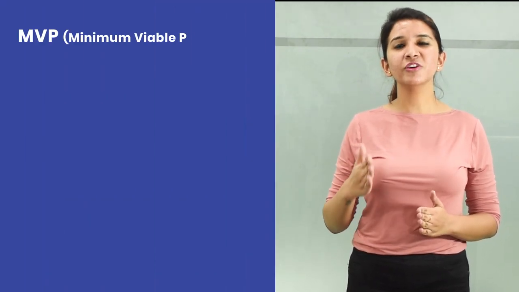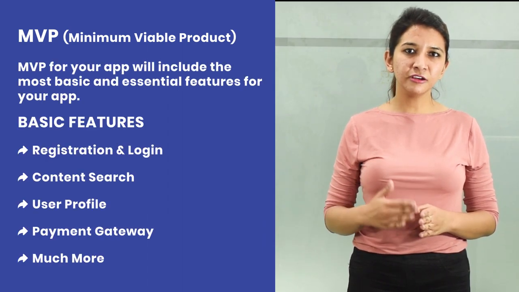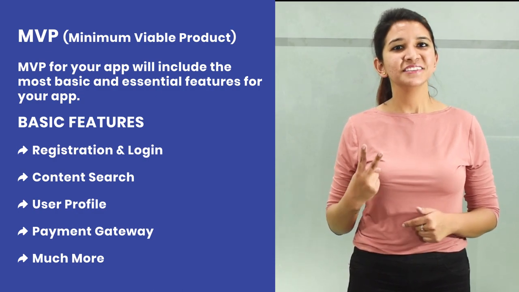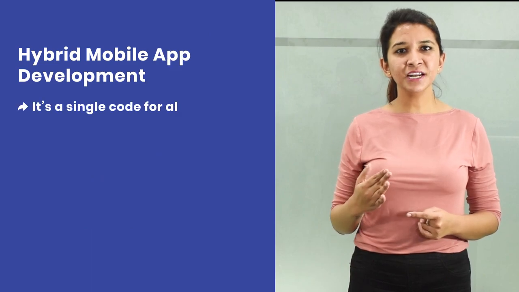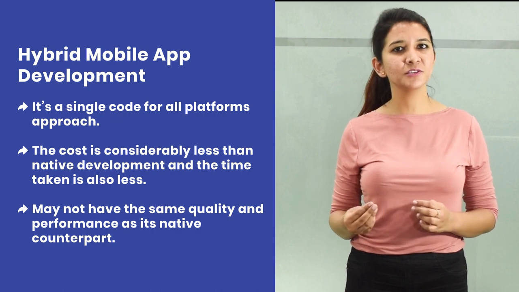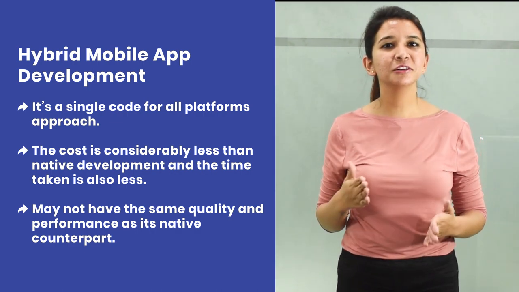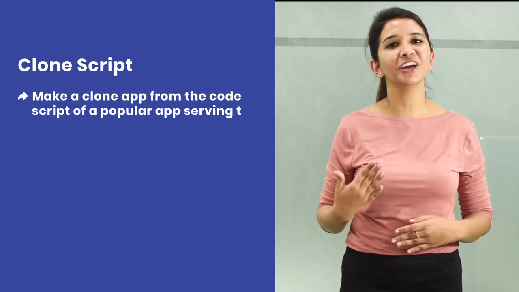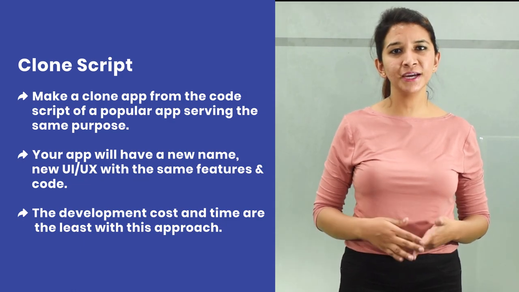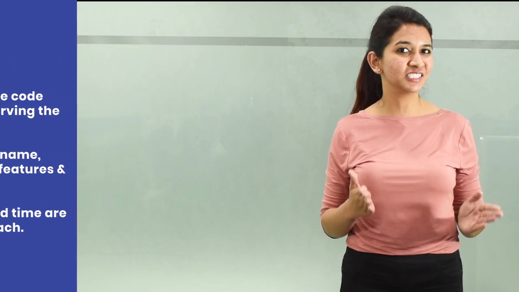Does all this sound way too expensive? Well, I have a few budget-friendly ideas as well. The first one is MVP. MVP is minimum viable product. In this, you will have the basic features and you will get the idea of how your app will work in the market. The second one is a hybrid application. A hybrid application will cost you much lower than a native one, but it might affect the performance of your application. The third one is buying a clone script. You can get a clone script of any popular application that serves the same function as your app. You will get the new UI, the new name, but with the same features and same functionalities.